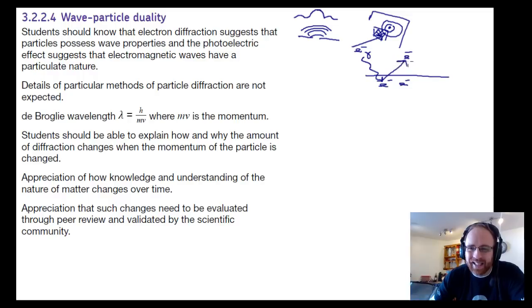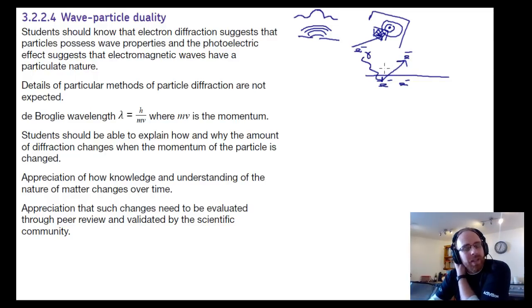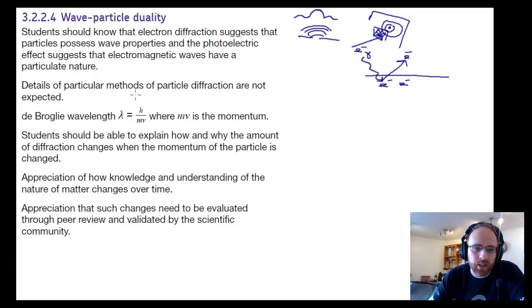So we see instantaneous emission of electrons when they're hit with photons with enough energy, and if the surface is hit with photons with not enough energy, we never see electrons coming out, even when the light is instantly on, which is amazing. Details of particular methods of particle diffraction are not expected. With particle diffraction we can also do neutron diffraction, but you don't need to do details of that, so we'll cross that one out.